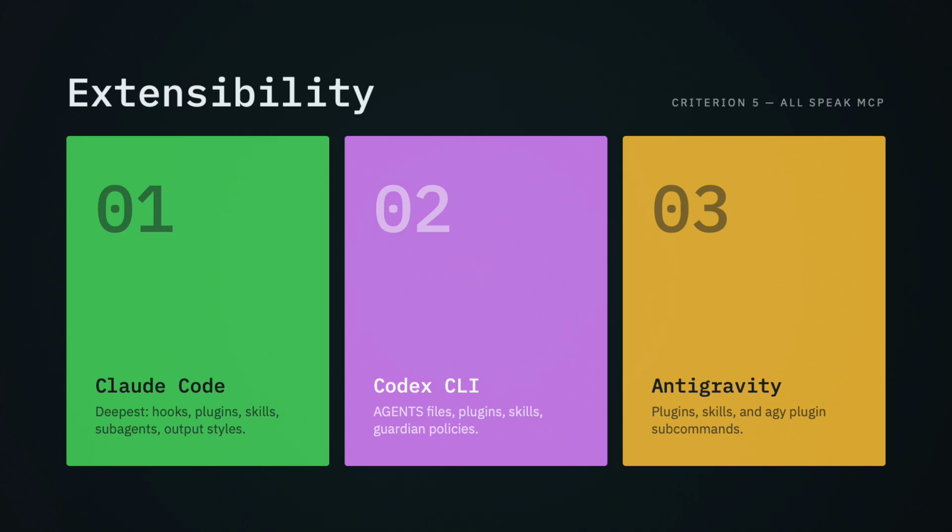Criterion 5. Extensibility. Can you bend it to your workflow? Good news first. All three speak MCP, the Model Context Protocol, so they plug into the same ecosystem of tools. Beyond that, Claude Code goes deepest. Hooks, a plugin marketplace, skills, subagents, and output styles. Codex brings agent instruction files, plugins, skills, and guardian policies. Antigravity has plugins, skills, and its own plugin subcommands. If you love to customize, Claude Code has the most surface.